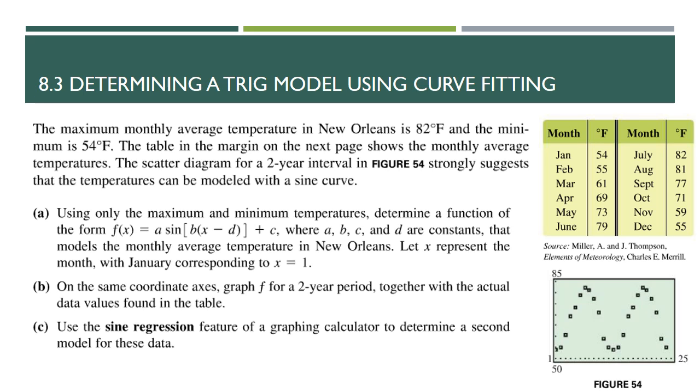And we're going to do these things. A, use only the maximum and minimum to determine a function. So first of all, see if you can come up with a function without using your calculator. And x is going to represent January, which is 1. B, then what we're going to do is graph for a 2-year period the equation we got with the actual data values on the table. And then you're going to use the sine regression feature of the calculator to determine a second model, and see how close you were. Okay, so pause the recording, give this a try, resume to check your answer.